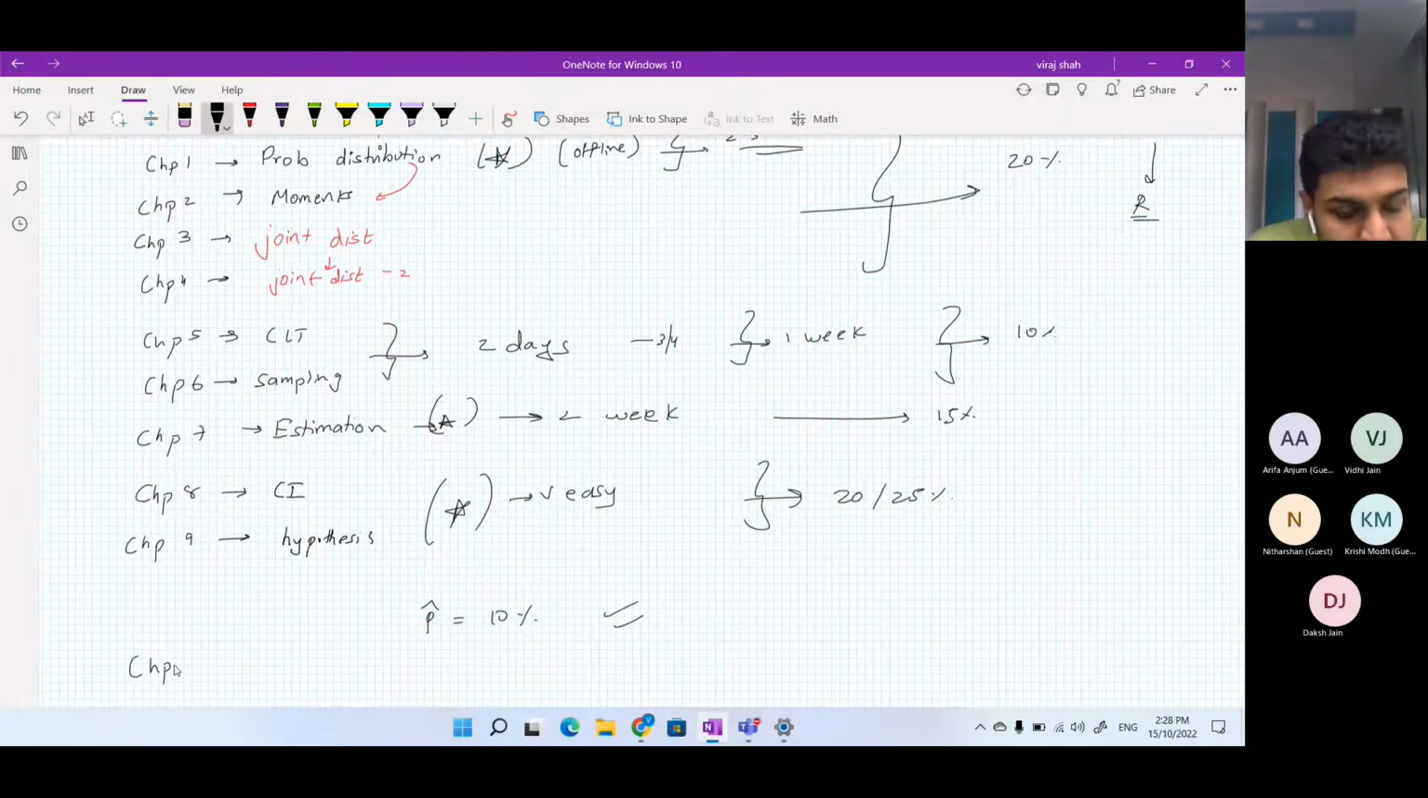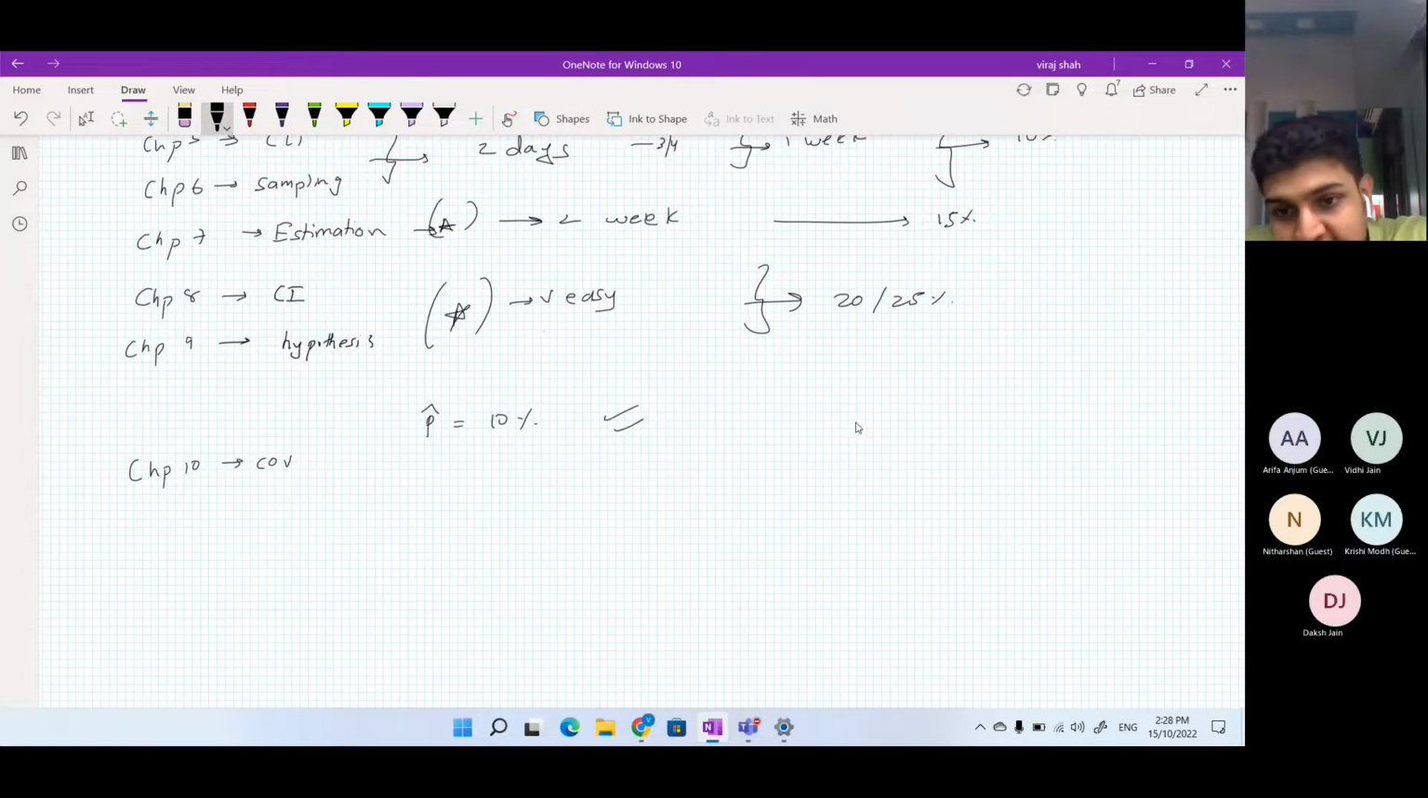Then we'll be moving on to chapter 10, which will consist of your covariance. Covariance मतलब एक और दूसरे parameter से relationship क्या है. I'll give you one example. What is the relationship between interest rate and your GDP? Let me give you one example.